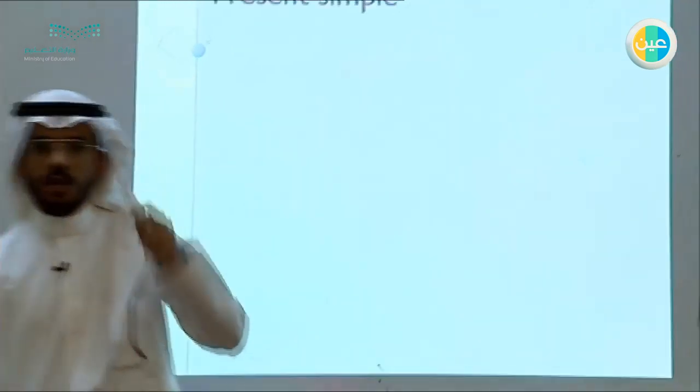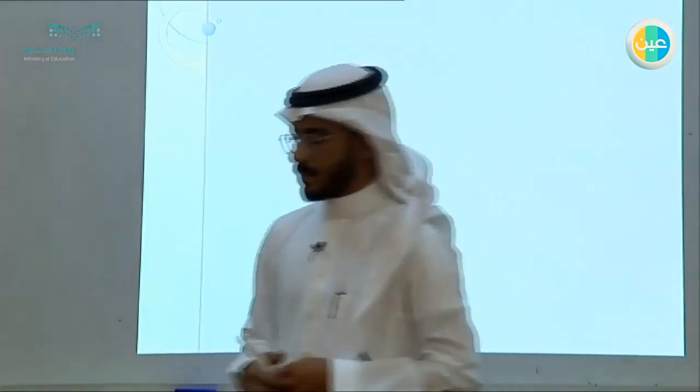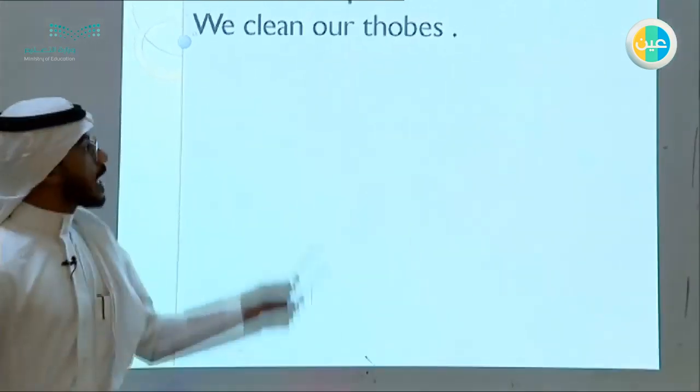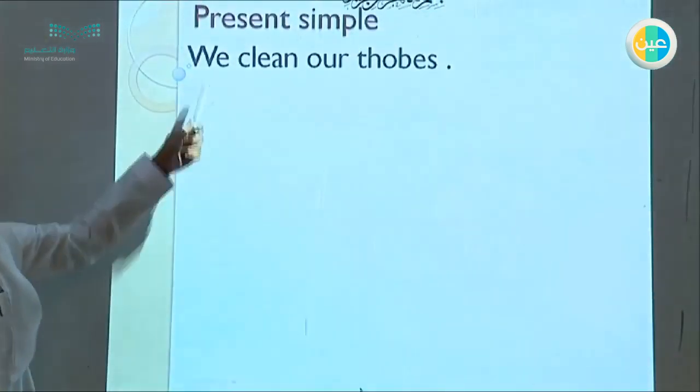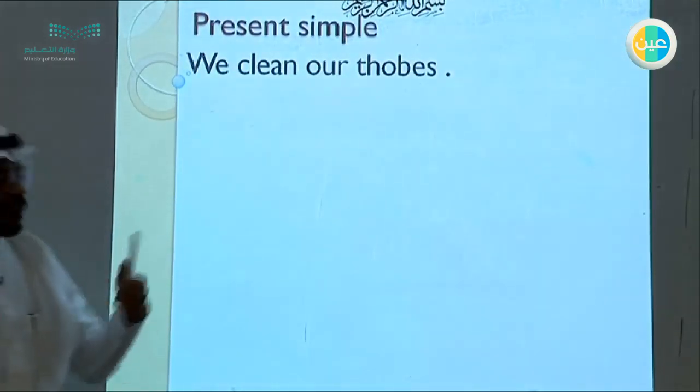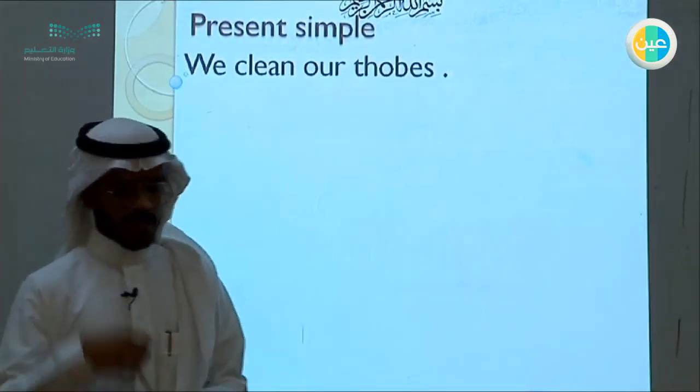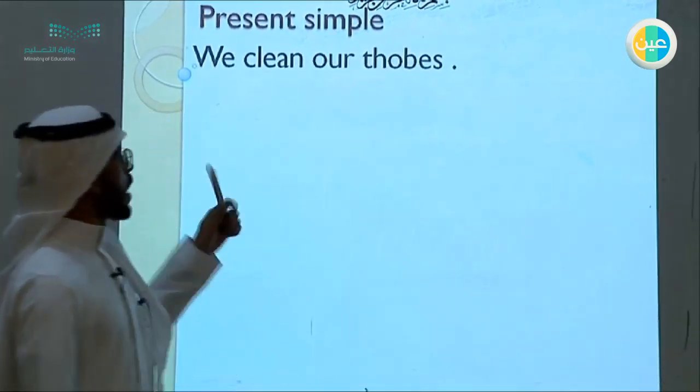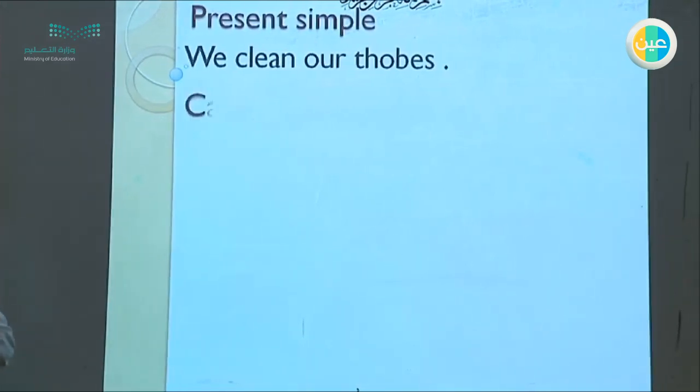Present simple. As you know, present simple, we use this tense when I talk about something that happens every day or a habit. For example, we clean our thobes. نحن نغسل ملابسنا. This is present simple. Okay, how can I change it to causative form?